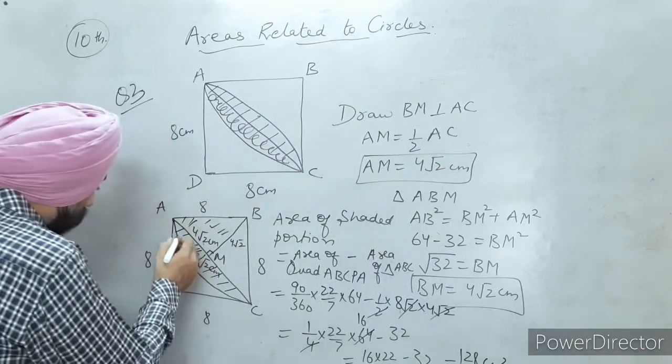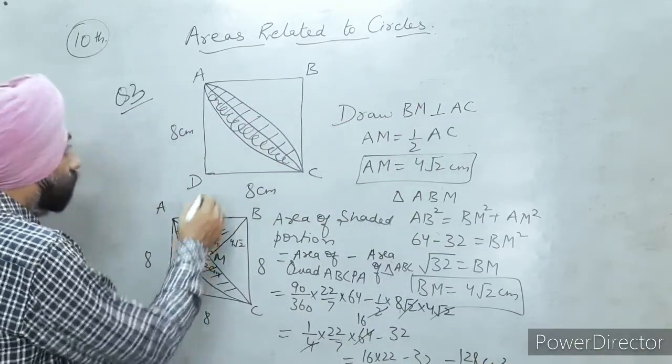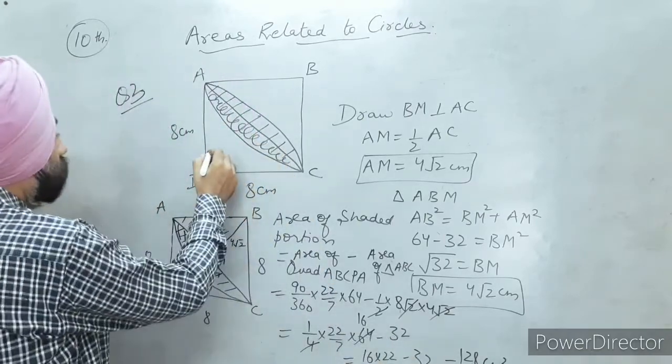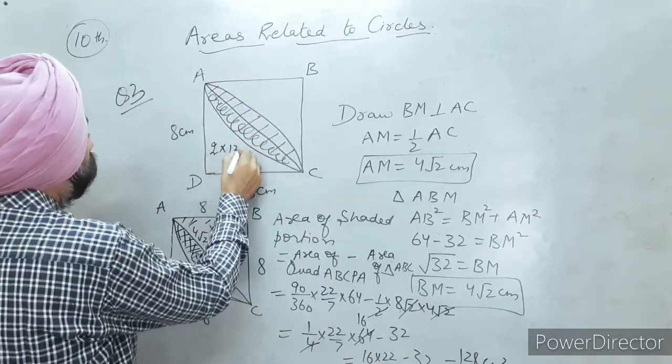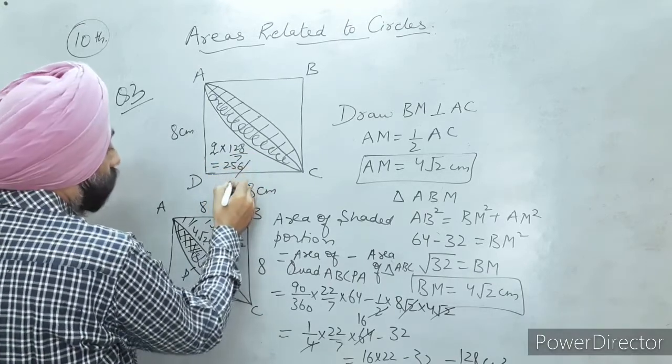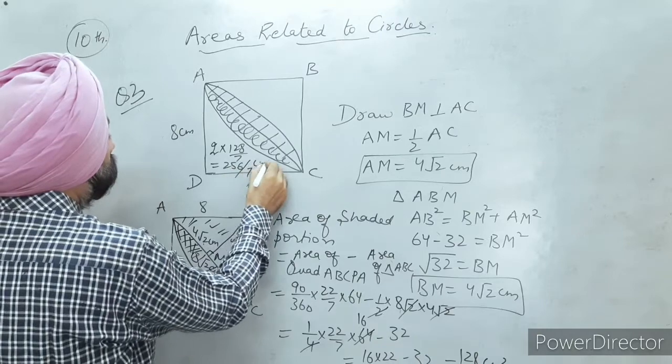We get the area of this one portion, but there are two portions. So the area of the shaded region is 2 times 128 by 7. I get 256 by 7 centimeters square.